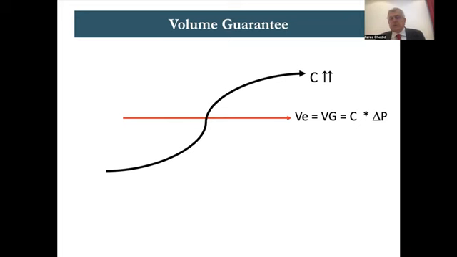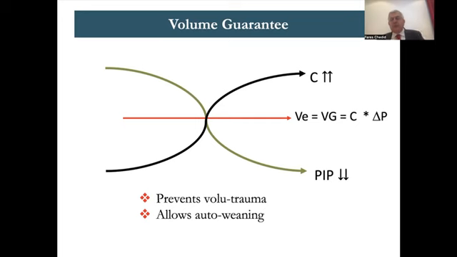Since the volume is a constant, and since the compliance multiplied by delta P is equal to that volume, if the compliance increases, then the pressure will decrease. So this is as easy as that. We keep the volume constant all the time. When the compliance improves, the pressure will go down. When the compliance deteriorates, the pressure will go up. This way, the patient decides the pressure that he wants.